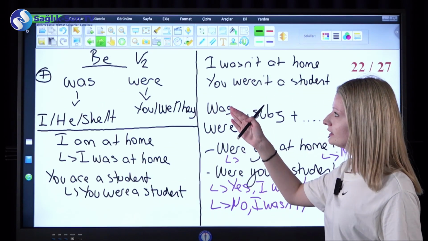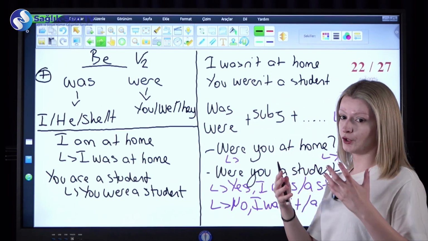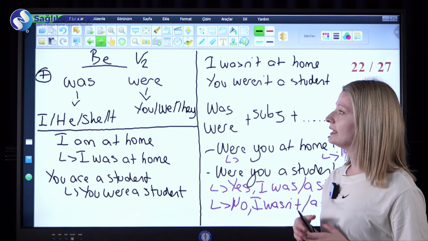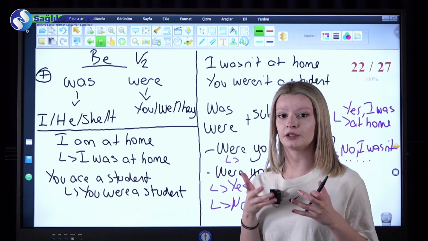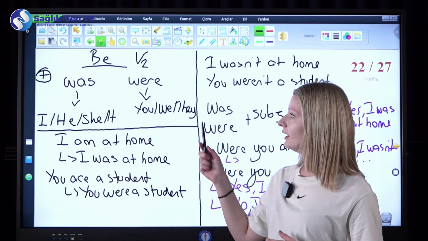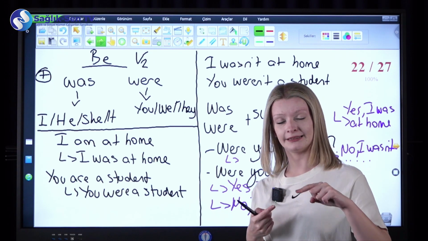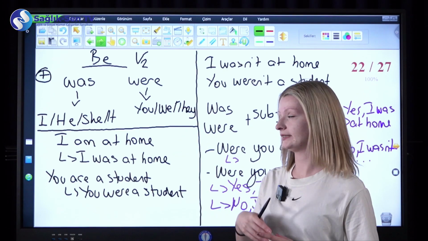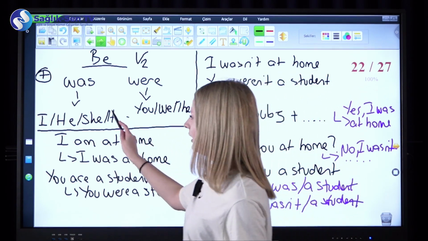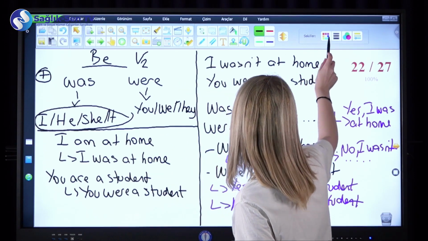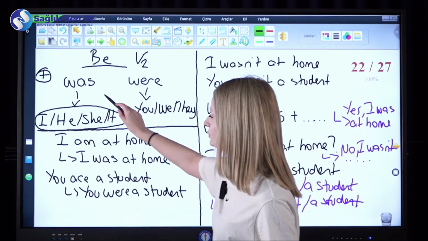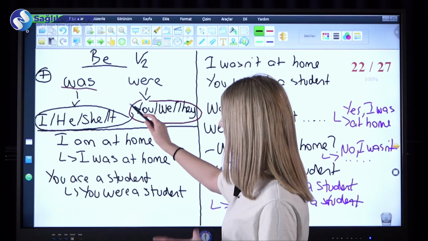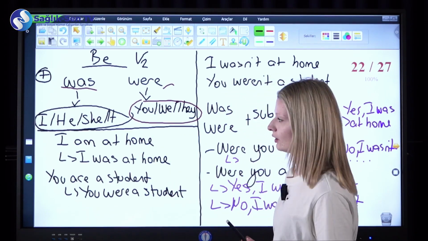and then we talked about be's verb 2 form. Be is actually an irregular verb. So that's why we use it as am, is, are in the present and was, were in past simple. With I, he, she, it subject pronouns, we use was, and with rest of them, we use were.